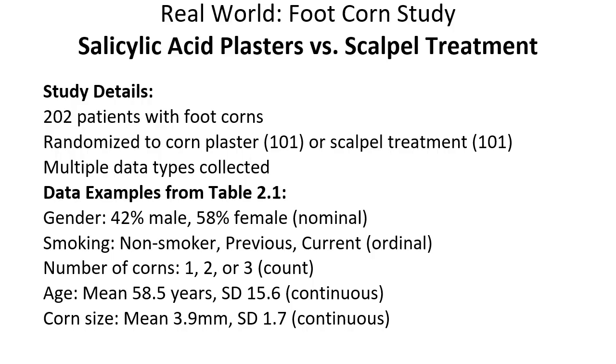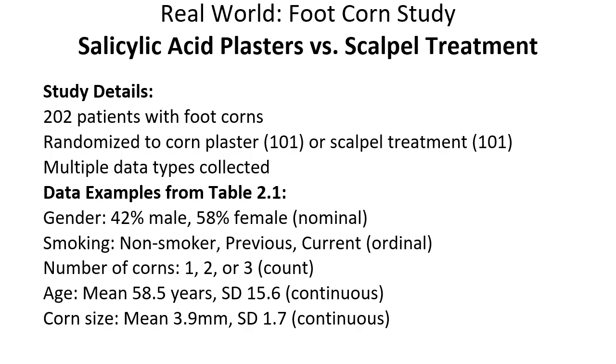This real-world study gives us concrete examples of each data type. Notice how the researchers present different types of data differently. Percentages for gender, categories for smoking, and means with standard deviations for continuous variables, like age. This isn't random, it follows the principles we're learning today.